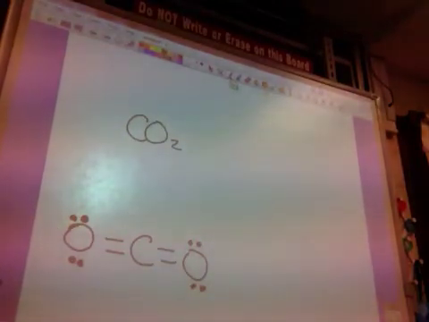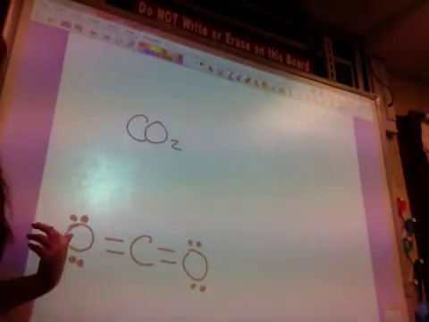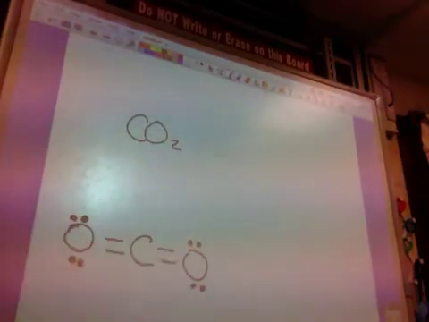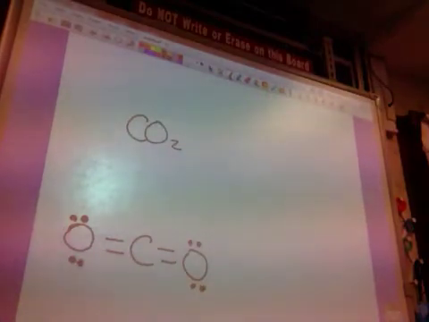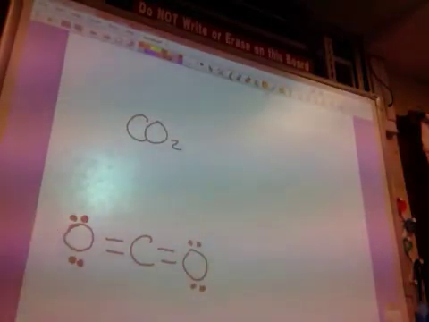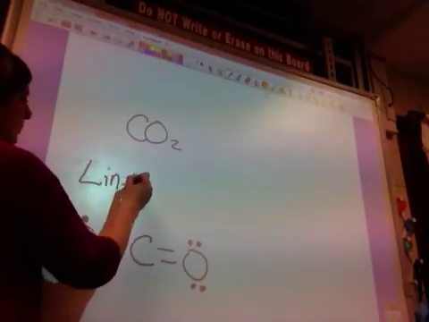So I know that there are electron domains around this carbon. How many electron domains around carbon here? There are 2. You have one here, you have one here. If there are 2 electron domains, what is the shape of this molecule? There are 2 electron domains. That tells me it's linear. So this is a linear shape.